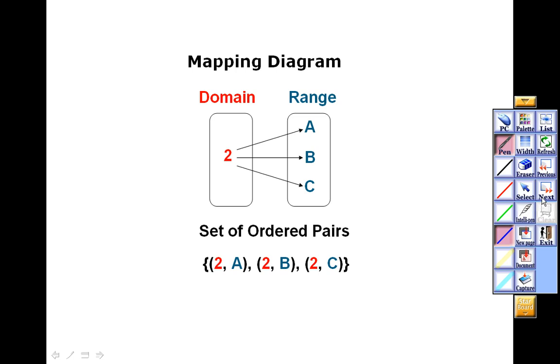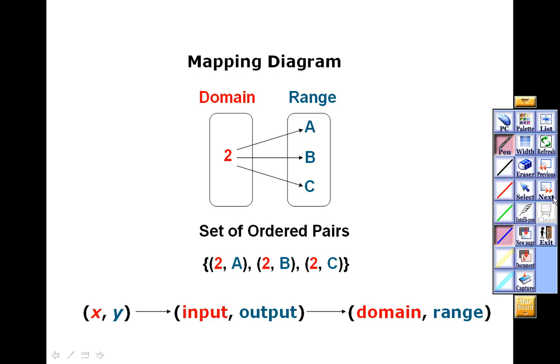And here's our ordered pairs. Then this is a relation, because we have now paired 2 with A, 2 with B, and 2 with C, which is shown in our ordered pairs. And 2 is our input, and A, B, and C are our output. Therefore, 2 is our domain, and our range consists of A, B, and C.